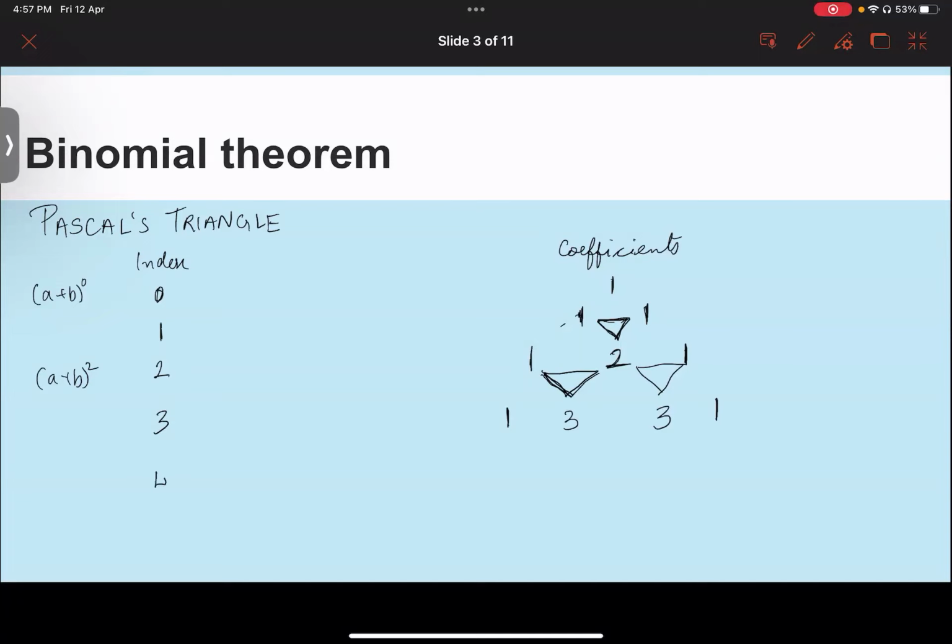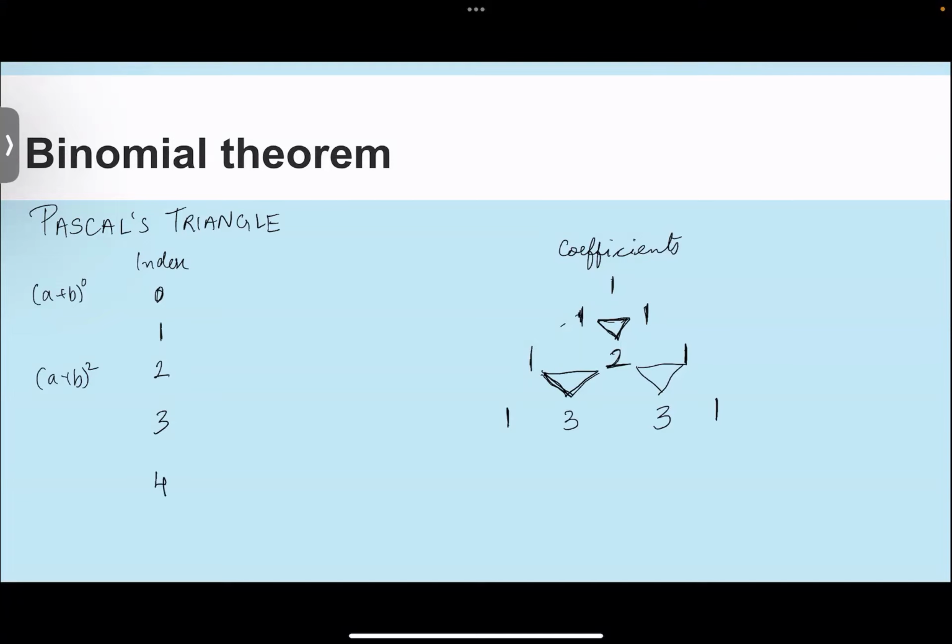Then when you go for 4, similarly the first and the last coefficients will be 1, and the ones in the middle. So you put the triangle in between the numbers above the row, for the index that we are solving, and you add them. So this would be 4, then this would be 6, and this would be 4 again.